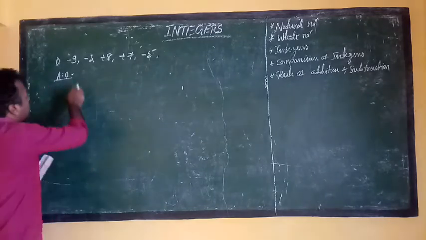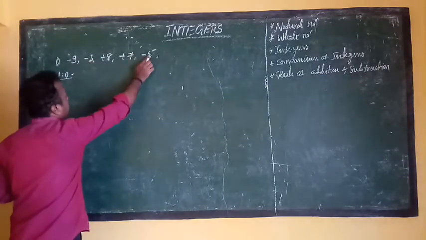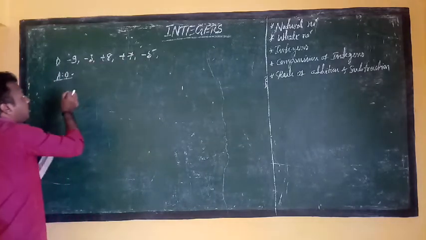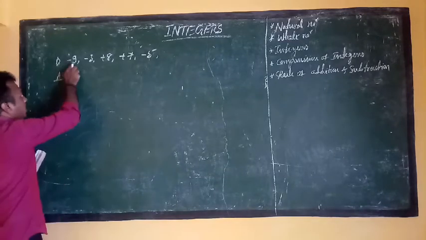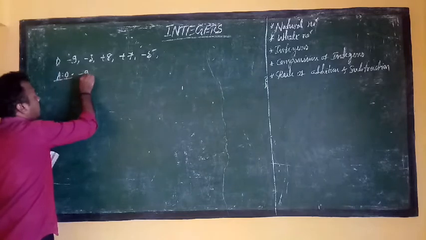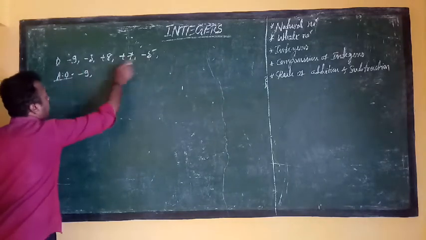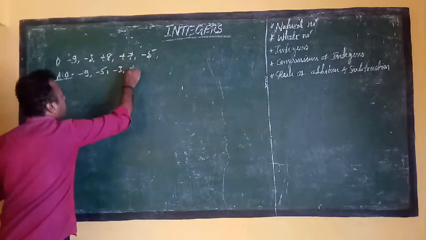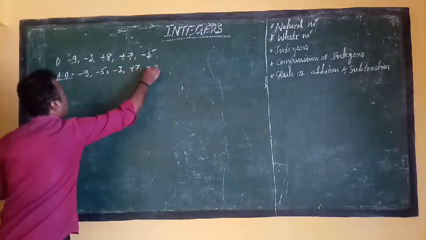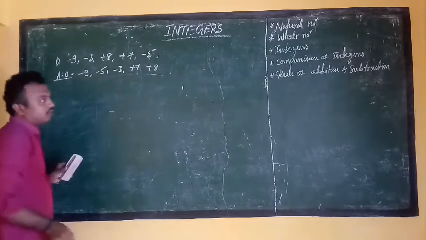First you should consider the negative integers: -9, -3 and -5 are there. If you want the smallest, it means the biggest negativity. Biggest negativity is -9. Therefore -9 is the smallest. Then -5. Then -3. Then +7. Then +8. So this is the ascending order.